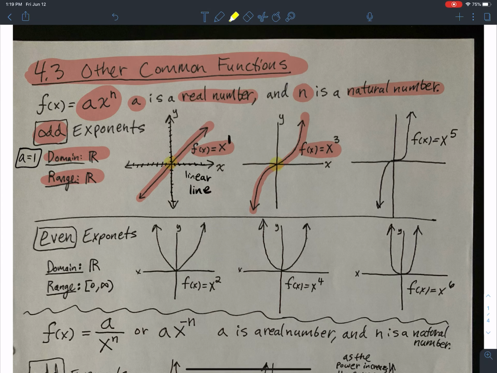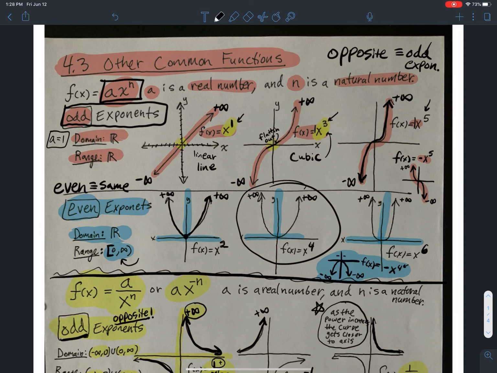We call this a line, linear. This is a cubic. This is actually a quaternion. No, it's not a quaternion. That's a quintic. I don't know. Something with 5, power of 5. Who knows, right? Raised to the 5th power. This squared is a quadratic. To the 4th is a quartic. To the 6th, I don't know if that one has a name or not.